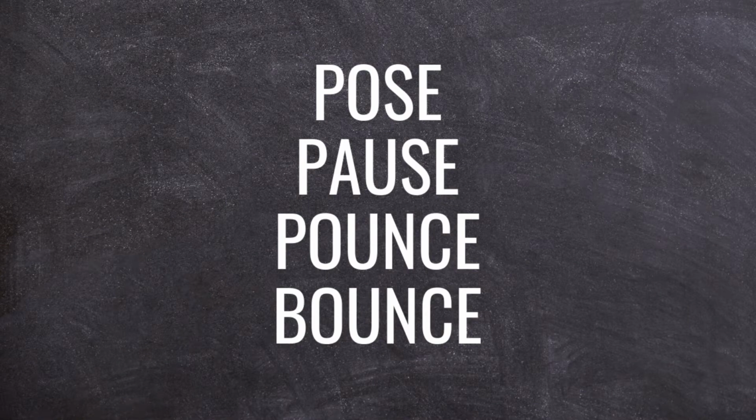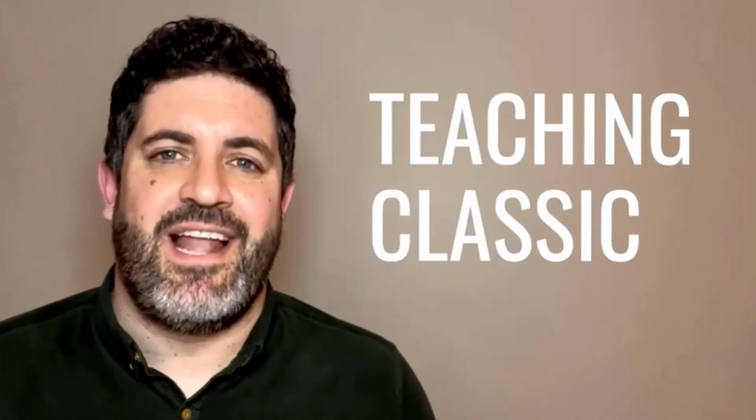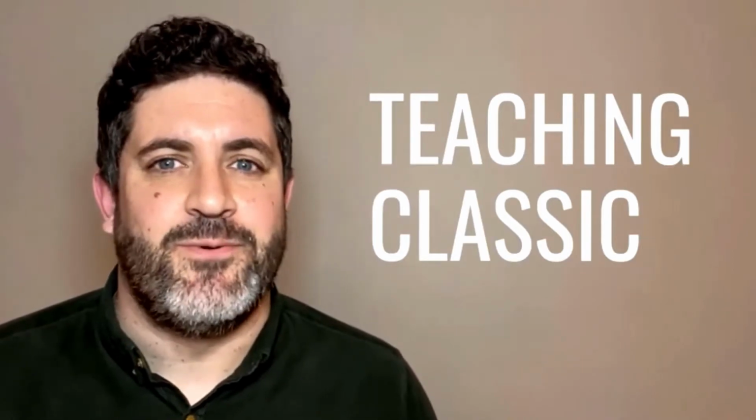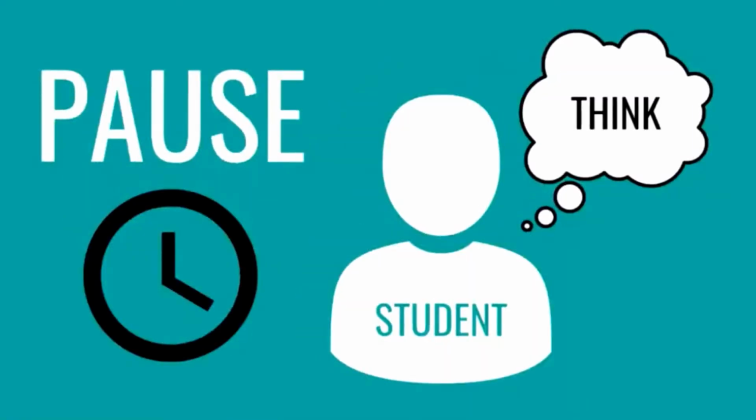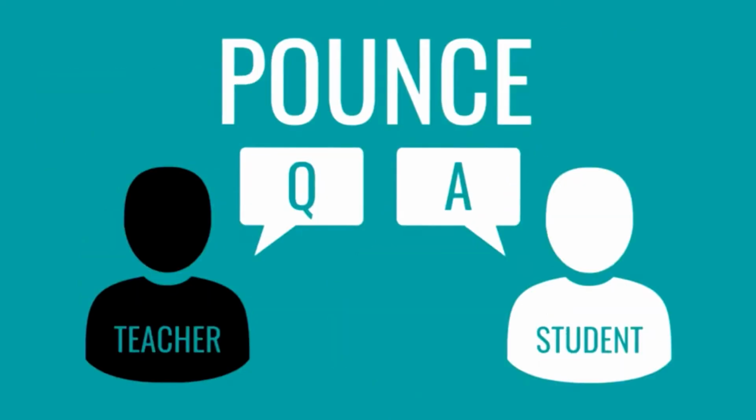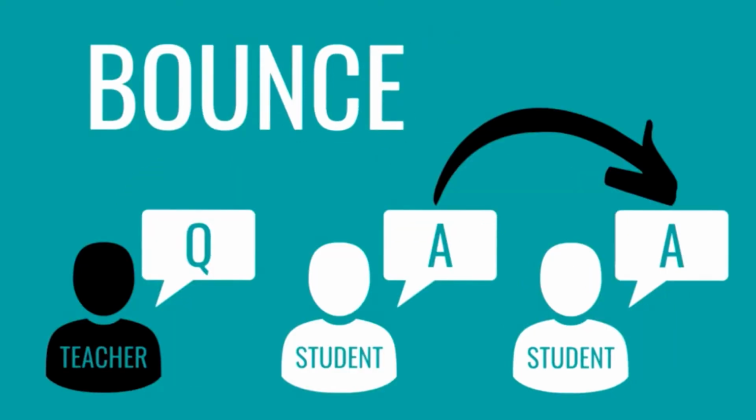Pose, pause, pounce and bounce. This is a teaching classic, so everyone should have this in their questioning toolkit. As a teacher, you start by posing a question. You then pause and allow enough wait time for students to think and provide an answer. Once students have had time to think, you then pounce on a student for an answer, and then you bounce their answer to another student.